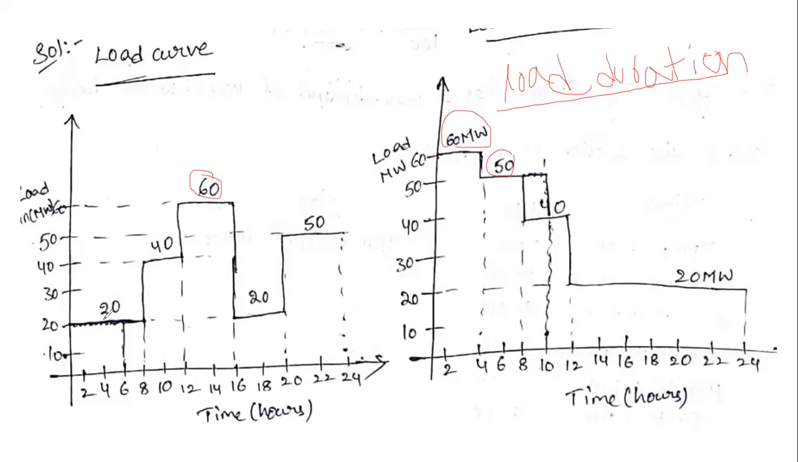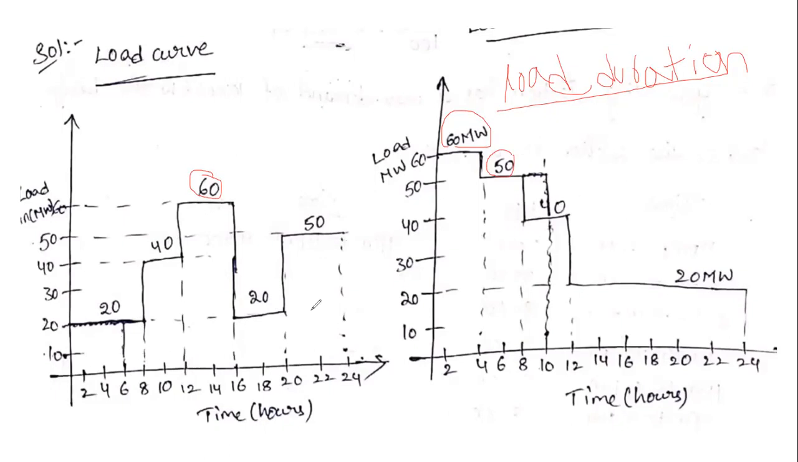Next, what is the next peak? 20 megawatts. This is 20 and this is 20, and then we calculate for how many hours the 20 megawatts is present. That is 0 to 8 hours plus 16 to 20 hours. That means 0 to 8 is 8 hours and 16 to 20 is 4 hours.